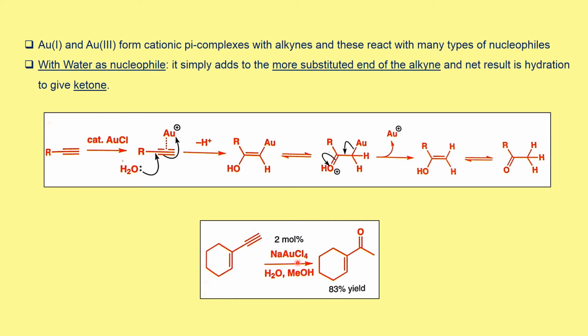So what happens now, we can clearly imagine the nucleophile is water and we are doing the reaction in the methanol media. So this simply carries out the hydration of an alkyne to give you the ketone. So this is the product of the reaction. Okay, now let us look at one more important reaction.